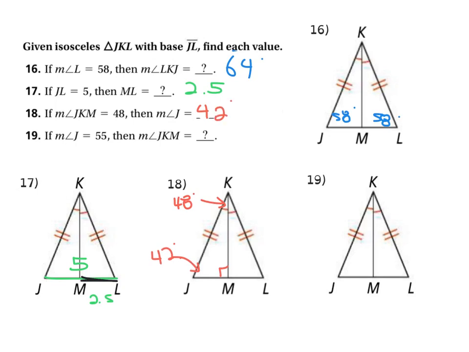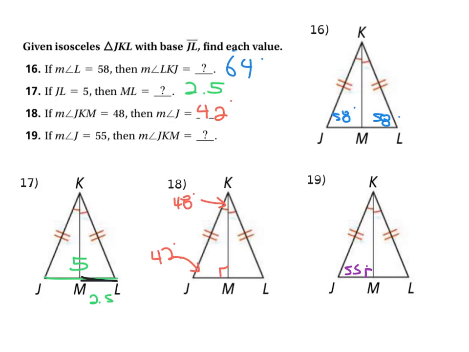We're good. Now, this final one, let's do it in purple. And if the measure of angle J is 55 degrees here, then measure of JKM is what? Well, just like the last one, if we know that this angle at the top has been bisected, and it has, then we have a 90-degree angle here at the base. So we've got 55 plus 90 plus what is going to give us 180.